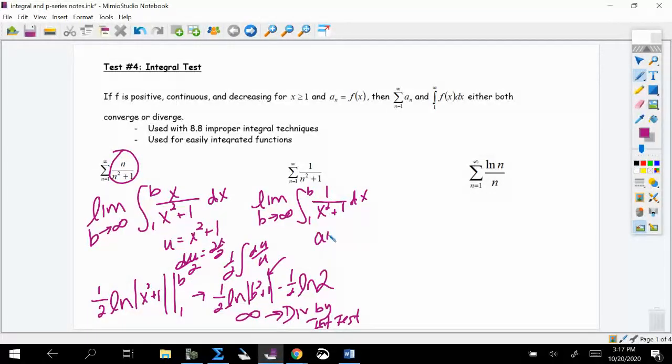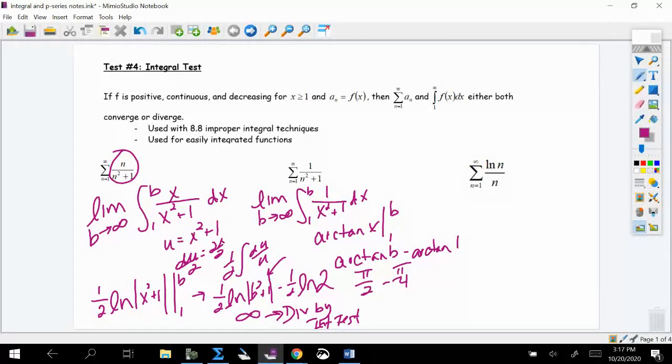So it is just the arctangent of x going from 1 to b. What you may or may not remember about arctangent is that it flattens out as we go to infinity. As you go to infinity, the arctangent flattens to pi over 2. We actually did a graph of this in class. The arctangent of 1 is pi over 4.